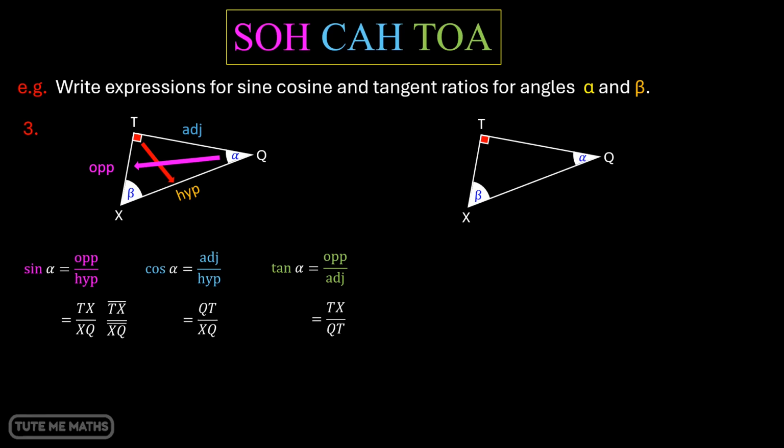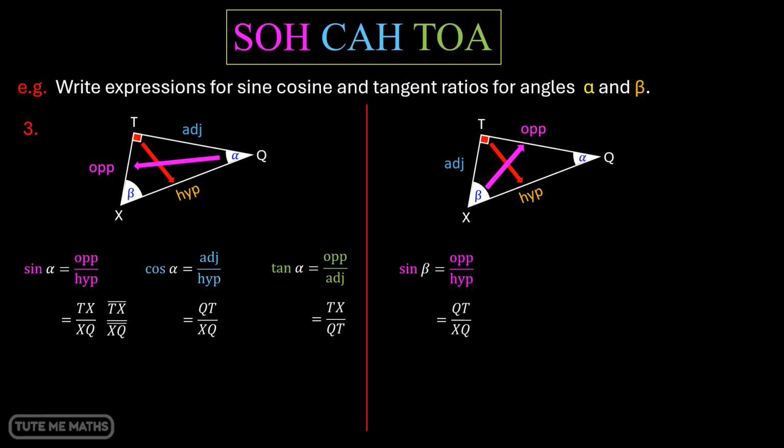Now we move to angle beta. The hypotenuse won't change, but the opposite and adjacent sides will swap positions. To avoid confusion, you might elect to redraw and relabel the triangle like this. Sine beta becomes QT over XQ, cos beta becomes TX on XQ, and tan beta is QT on TX.